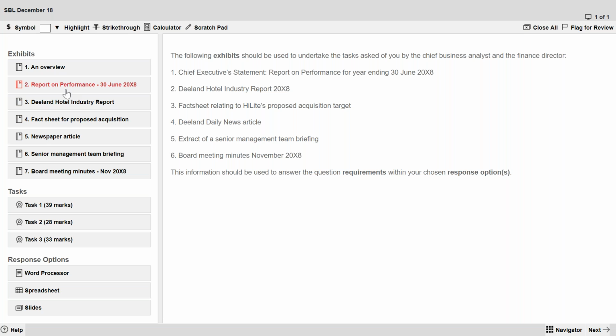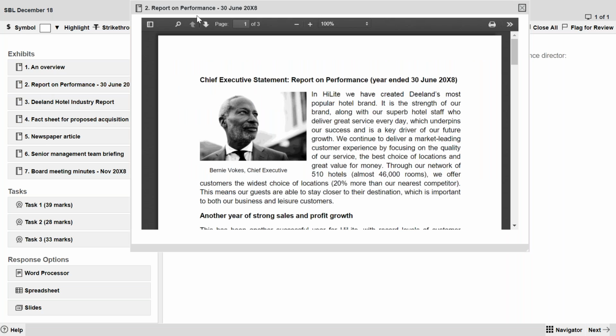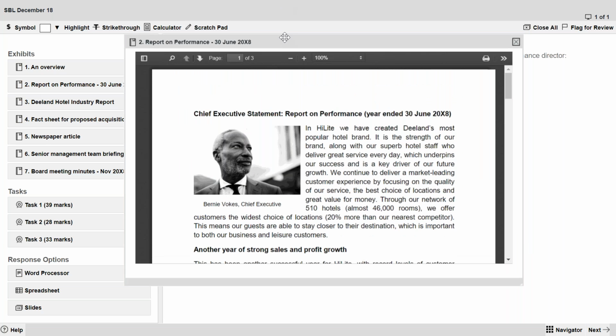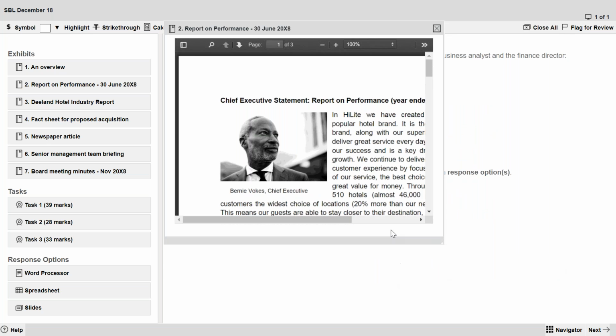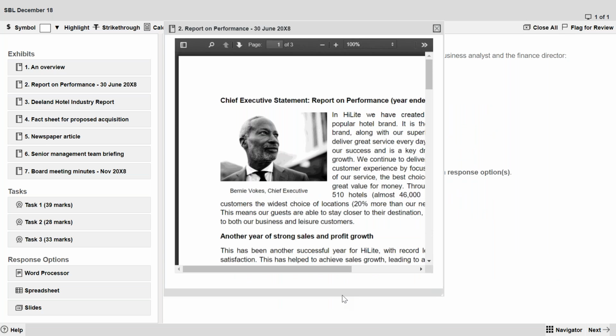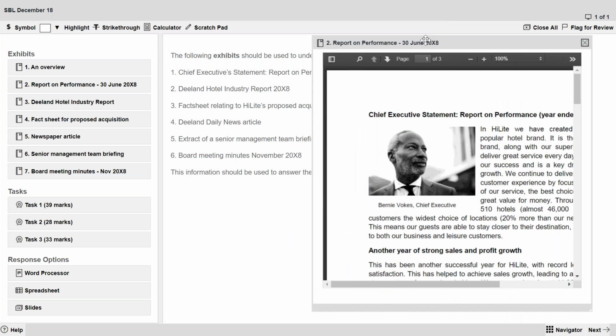Now when you click on any of these items, it will open up in a new window. For example, if I click on report on performance, you see this window opens in a window. Now I can change the size of this window. How can I change the size? I will go to the right bottom corner here. There's a small dongle, you see. I can drag, I can reduce the width, I can reduce the height. And I can go on top and keep it on this side.